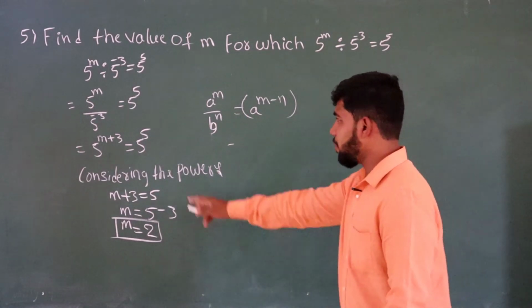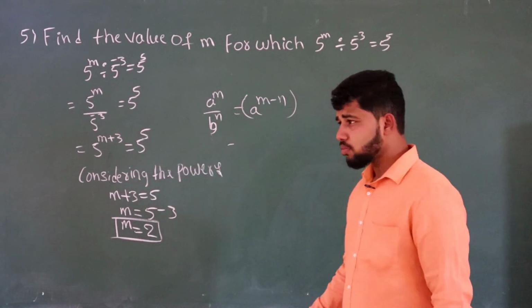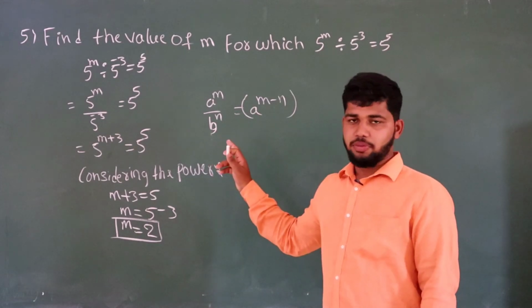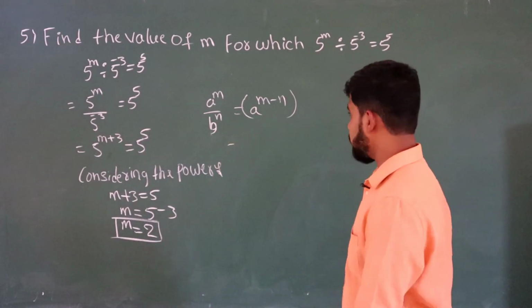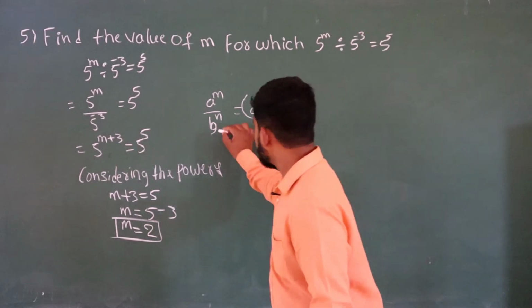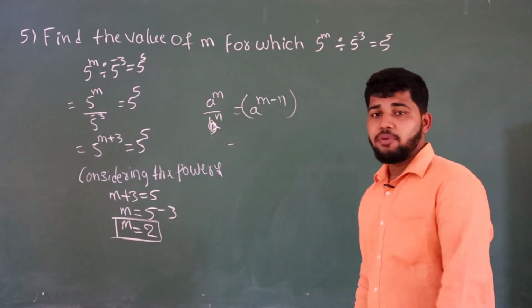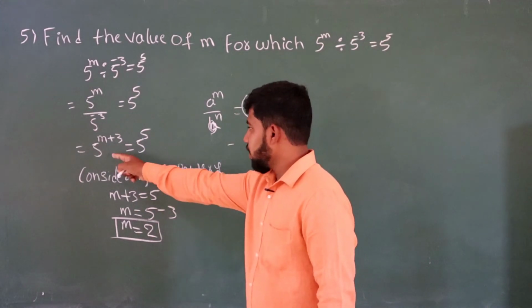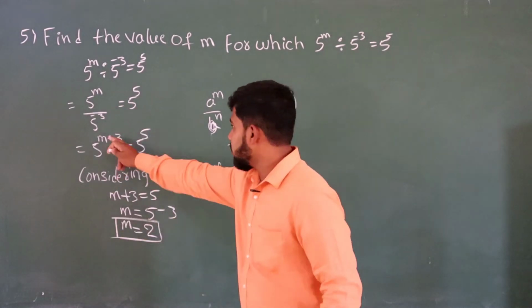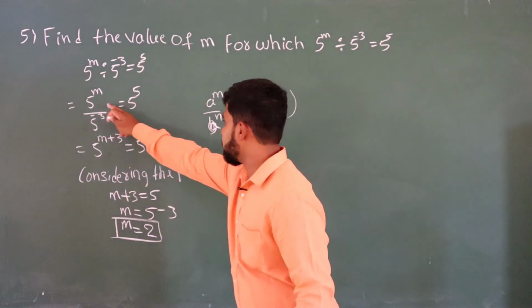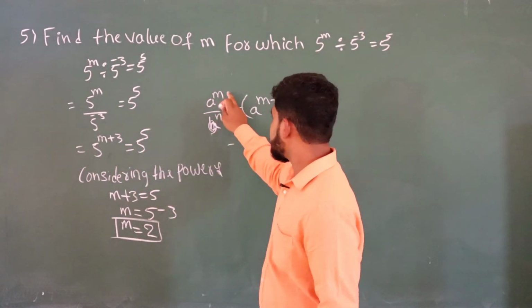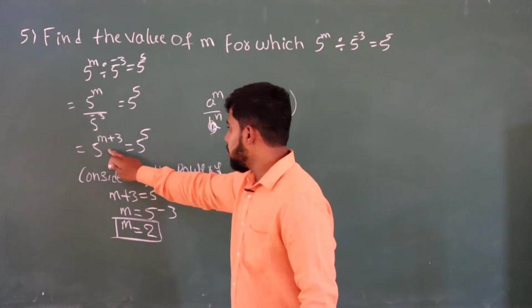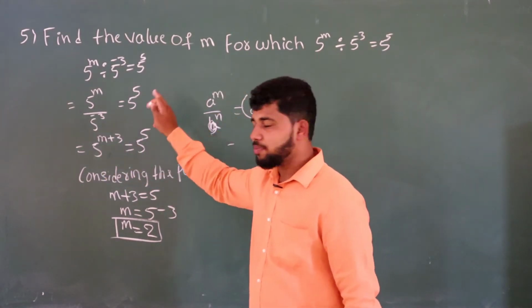But the powers are different, m and minus 3. Now we can write a power m by a power n, which is one of the laws of the exponent, is equal to a power m minus n. Using this formula, 5 is common. m is equal to m minus n, or we can take it as a minus b. In the denominator, the value is minus 3. Here also minus into minus is plus 3.